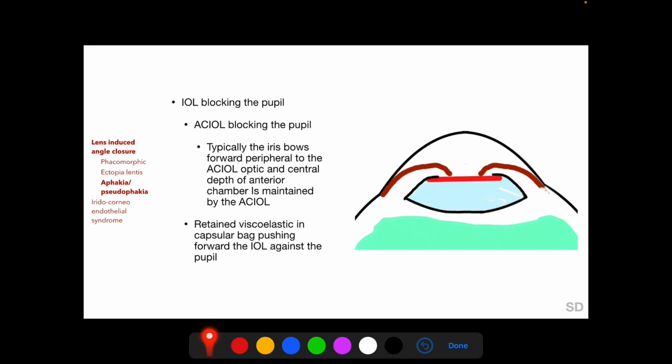The intraocular lens can also block the pupil following an otherwise uneventful cataract surgery, when retained viscoelastic in the capsular bag pushes the intraocular lens forwards against the pupil, and this is called capsular bag distension syndrome, which can be relieved by a YAG laser posterior capsulotomy.